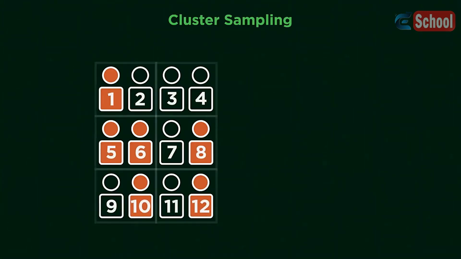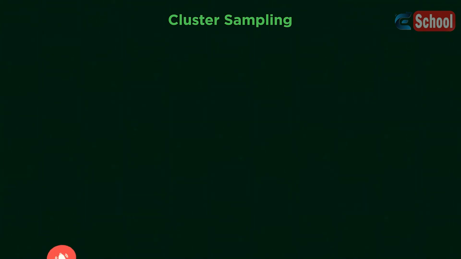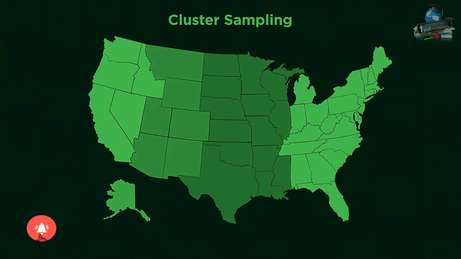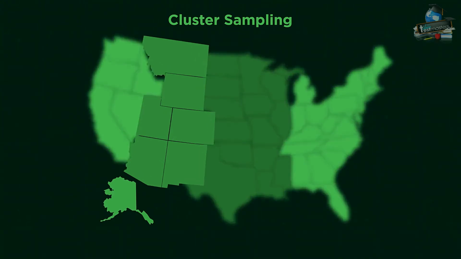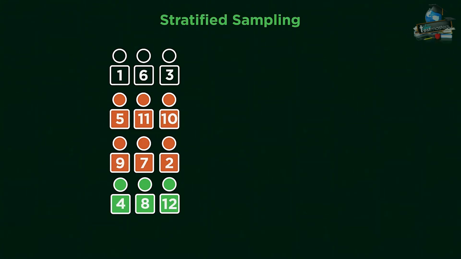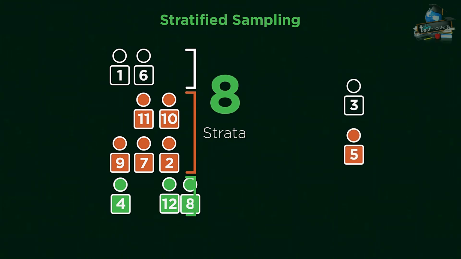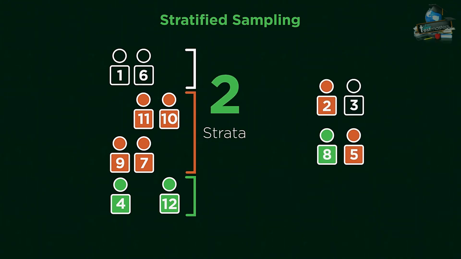Cluster sampling divides a population into groups. Then the clusters are randomly selected and all elements within that cluster are sampled. Like if we'd split the USA into time zones and then randomly selected these 2 clusters. Stratified sampling divides a population into groups called strata. A random sample is then taken from each of these strata.